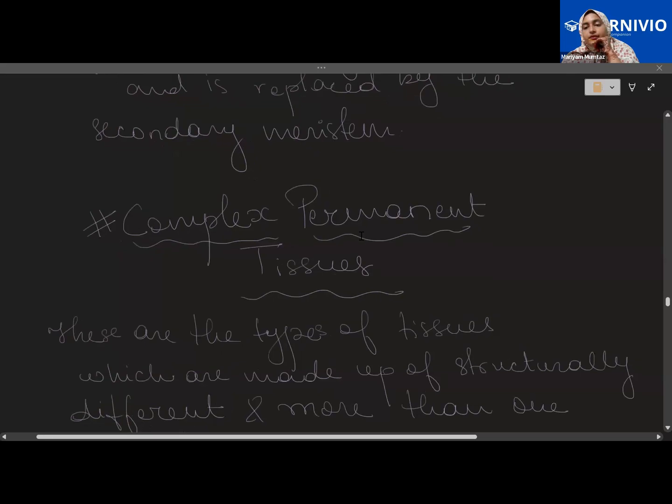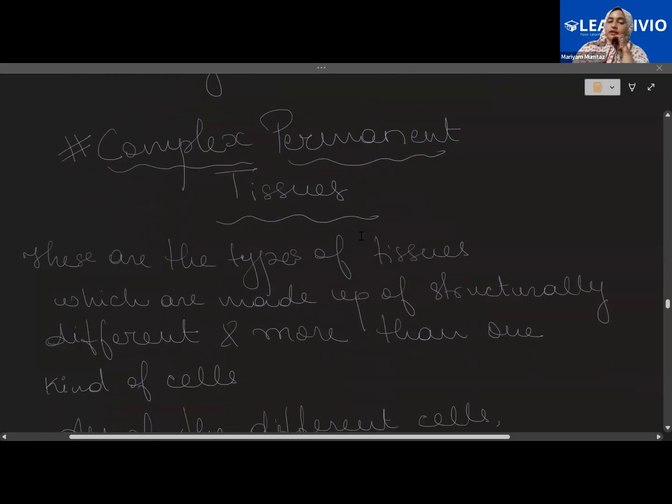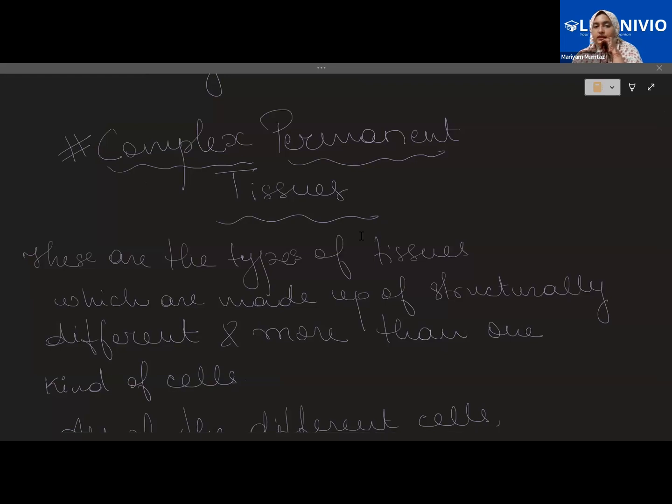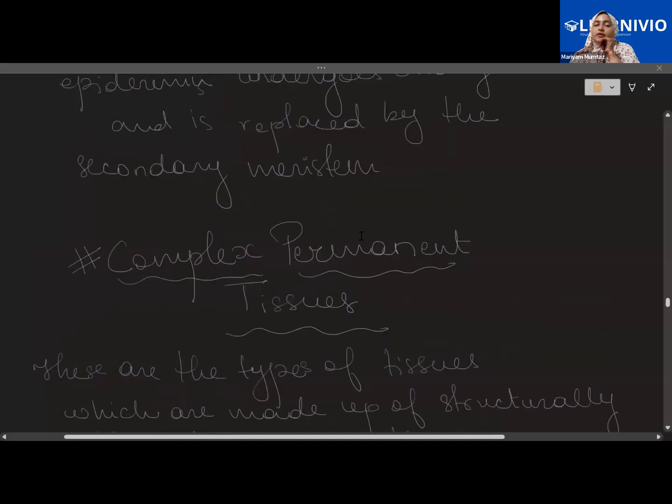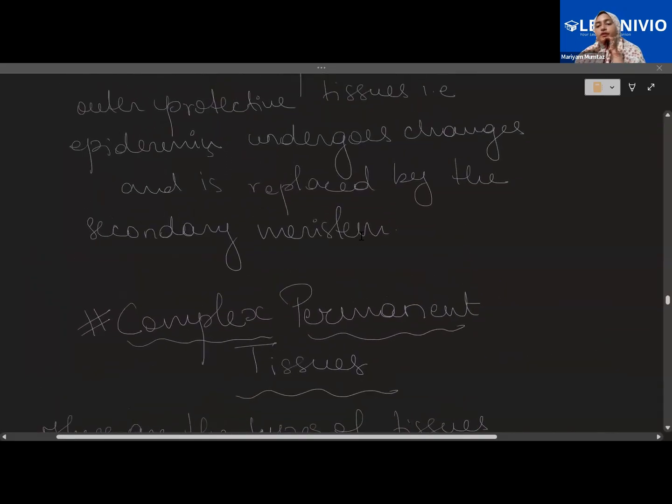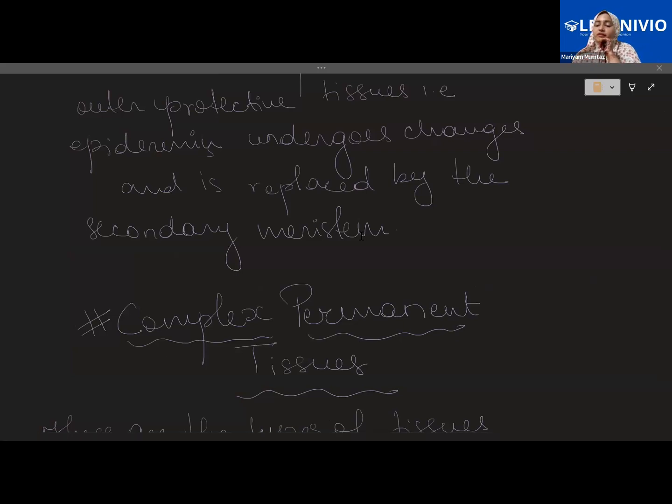So now we're going to discuss the complex permanent tissues. Just like in the previous topic, simple permanent tissue, we saw that all the cells of that particular tissue were of the same type. But in this case, all the cells are of different types. They are made up of different components.